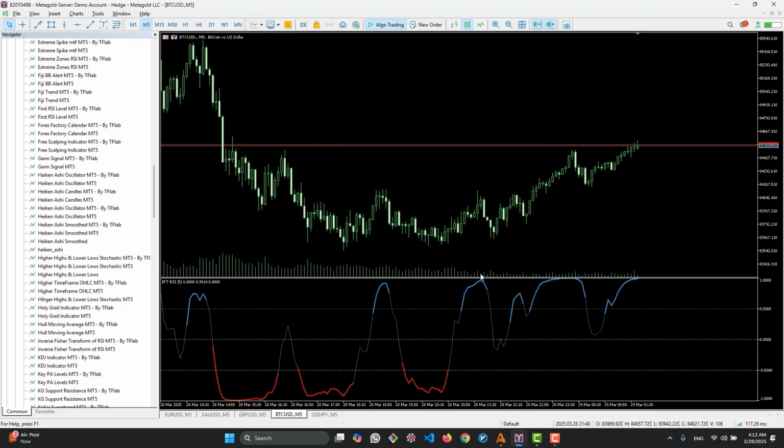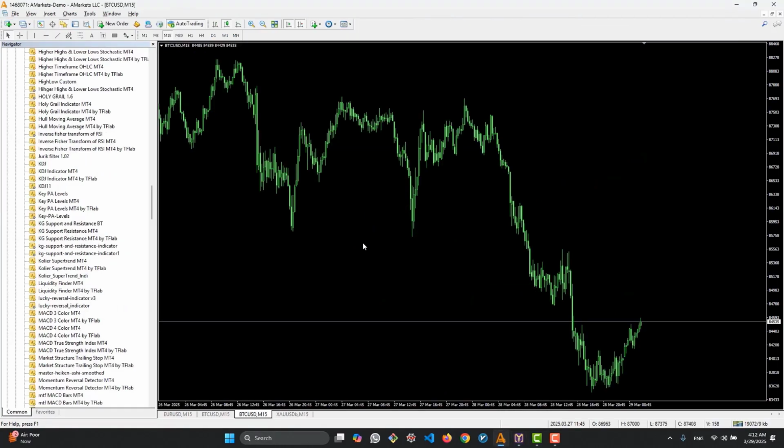You can also use the MT4 version of this indicator on the MetaTrader 4 platform.